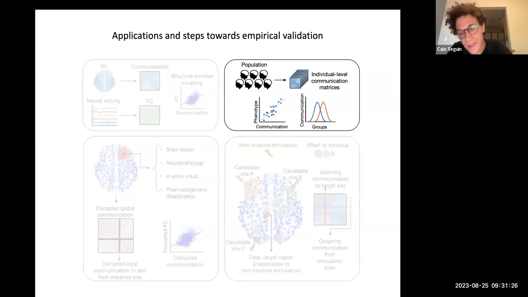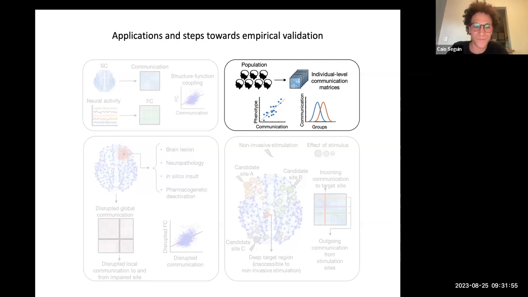So another idea that people have played around with is to try to correlate these measures of communication with a certain phenotype. So this could be, I don't know, some measure of intelligence, it could be a measure of task performance, or it could be between-group differences, patients and controls. I think this is cool. I'm personally less excited about this research direction. So I'm not going to go into that, and I'm going to focus on two other applications that I find a lot more interesting.